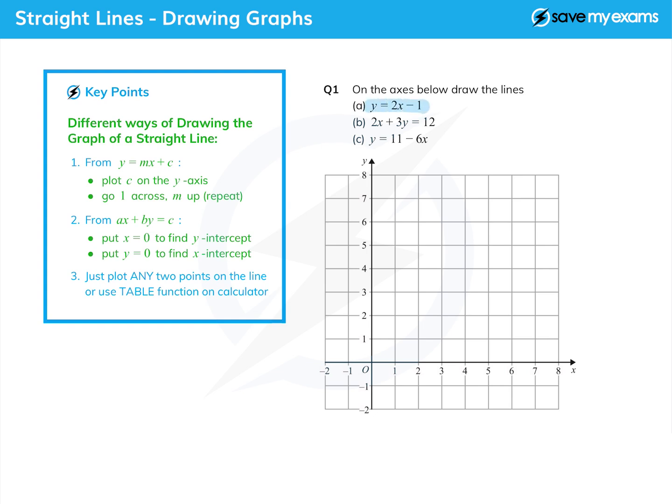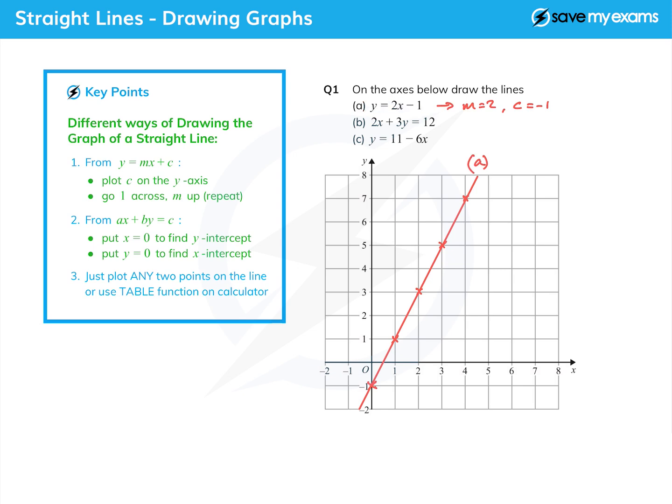We've got to draw y equals 2x minus 1. Well, this is the first way of doing it, and we can see that m is 2, it's the number in front of the x, so that's the gradient, and we can see that c is minus 1. So we just follow what it says, and we plot c on the y-axis, so there it is, minus 1, and then we simply go 1 across and 2 up, which gets us to there, 1 across and 2 up, which gets us to there, and we can keep going, and then just draw a nice straight line with a ruler, that's better, through those points. And I'm going to label that A, so that we know which line it is.